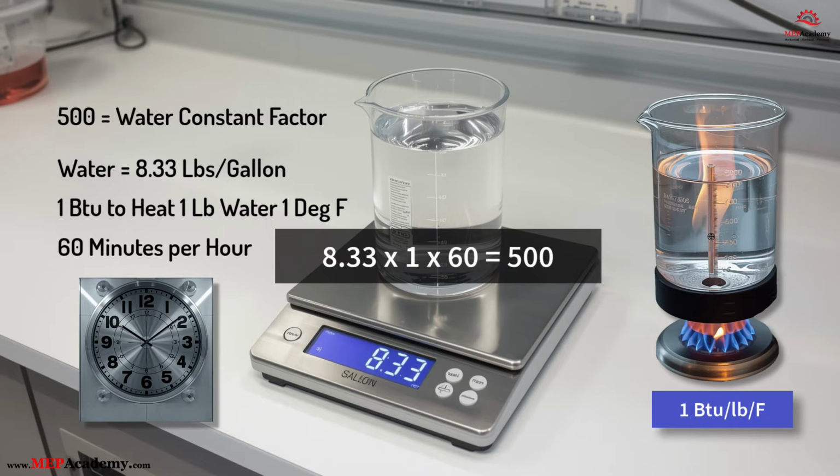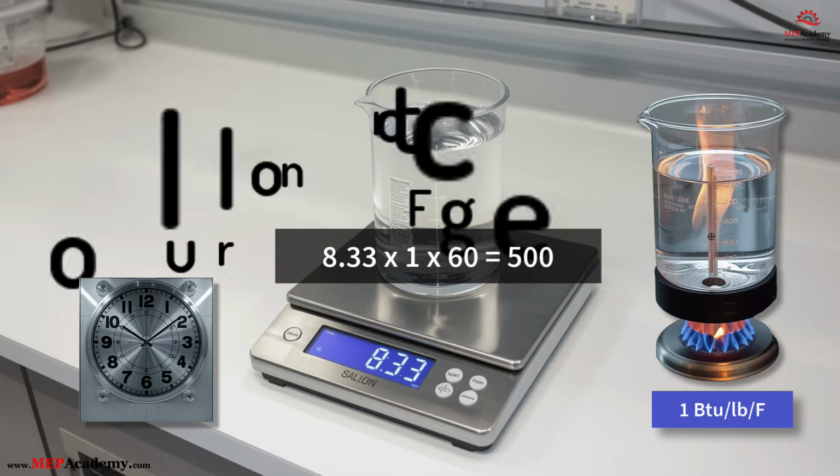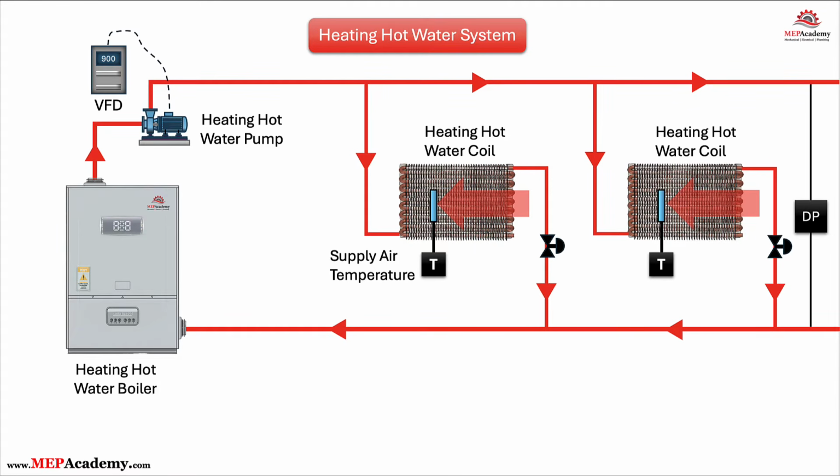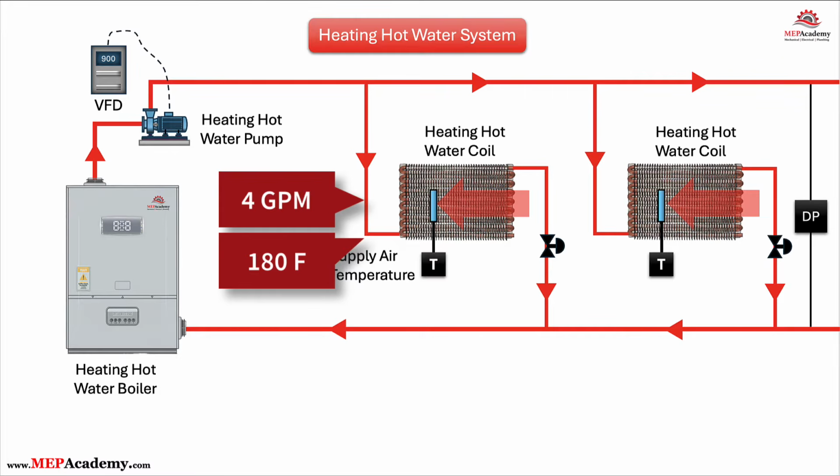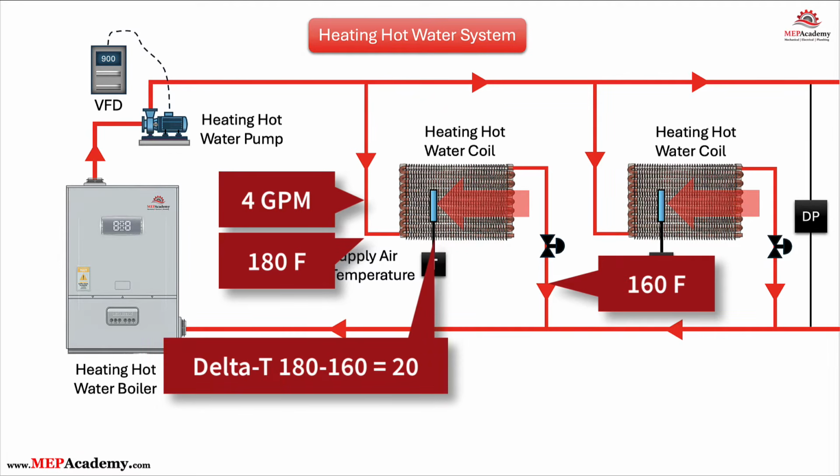Converting GPM to BTU per hour. Now let's look at how to calculate how much heating or cooling a coil provides based on flow. Example 1. Heating coil output. A heating coil receives 4 GPM of hot water. The entering temperature is 180 degrees Fahrenheit. The leaving temperature is 160 degrees Fahrenheit. So delta T equals 20 degrees Fahrenheit.